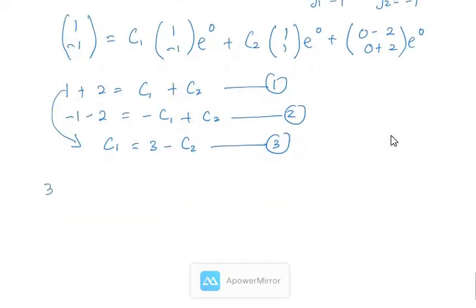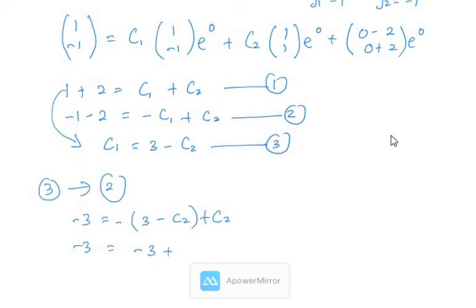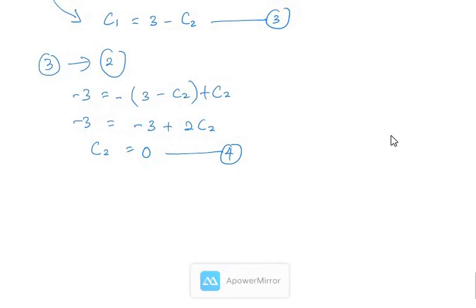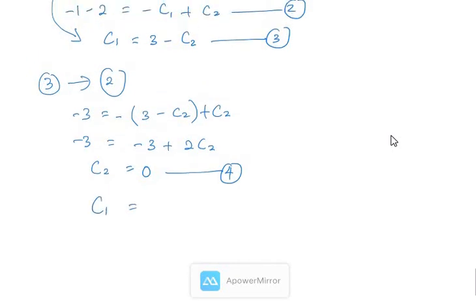So now equation 3, substitute into equation number 2, I get negative 3 equal to negative 3 plus C2 plus C2. So negative 3 equal to negative 3 plus 2C2. So C2 you get 0. Yes, 0. And this is equation number 4. And I get C1 equal to 3 minus C2. C2 is 0, so I get 3.